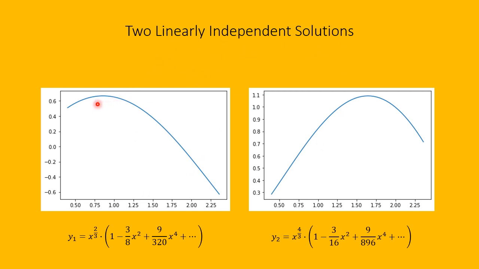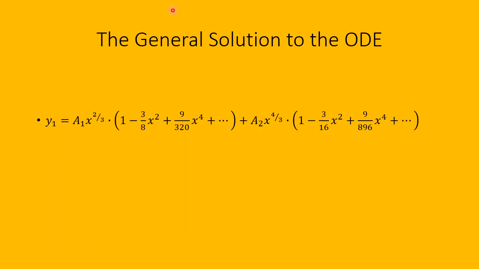So let's look at those two functions we found. Here's the graph of y1, and here's the graph of y sub 2. If you look at these two graphs, you can see that this graph, for instance, is not a multiple of this one, and vice versa. If you have two non-zero functions, each is not a multiple of the other, those two functions are linearly independent. So in this case, here are two linearly independent solutions to our second order ordinary differential equation. We found two linearly independent solutions to a linear homogeneous ordinary differential equation. So to get the general solution to the differential equation, it's just an arbitrary linear combination of those two solutions that we already found.